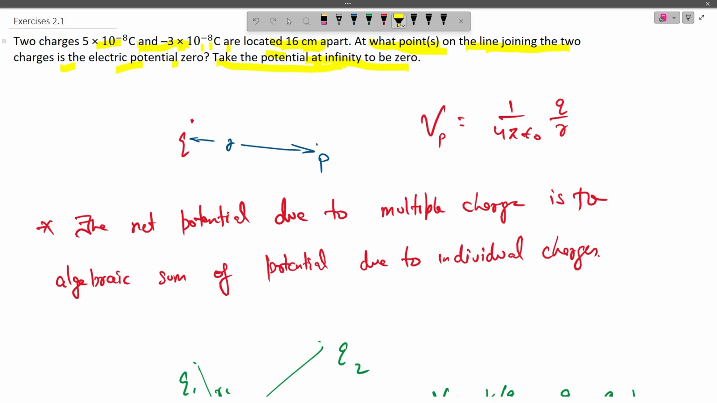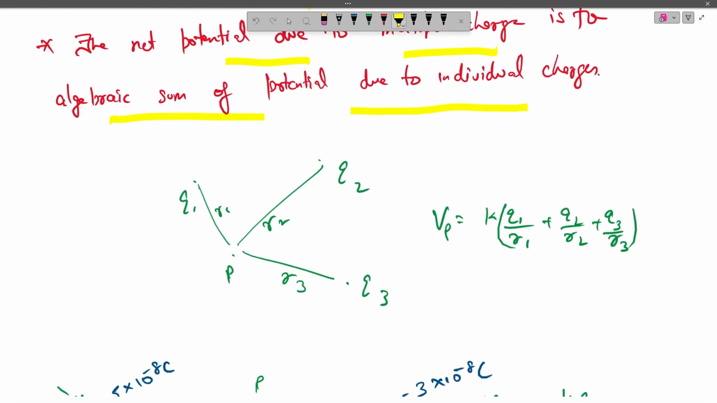Now we know that the electric potential V at a point P due to a charge Q at a distance R is given by V = 1/(4πε₀) × Q/R. Here 1/(4πε₀) is K, Coulomb's constant, so V = KQ/R. The net potential due to multiple charges is the algebraic sum of the potentials due to the individual charges.